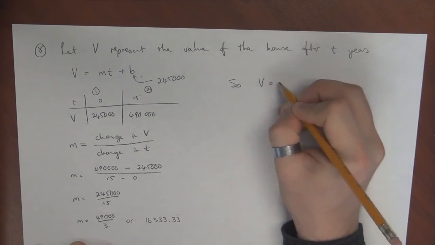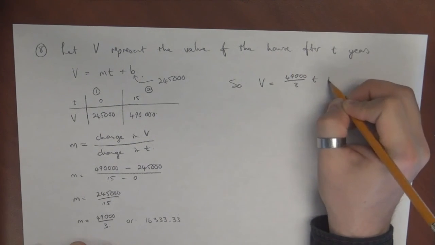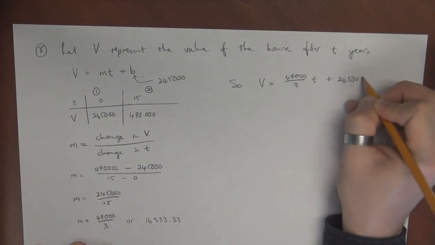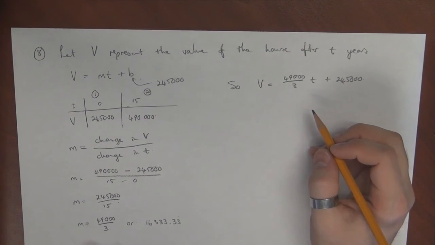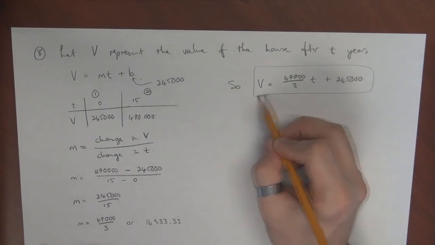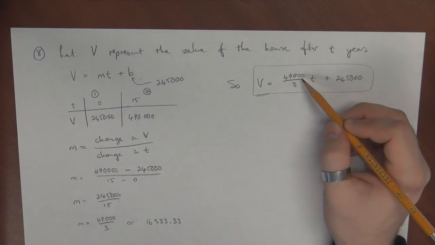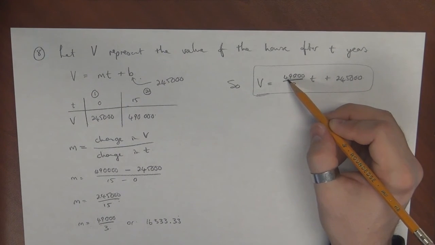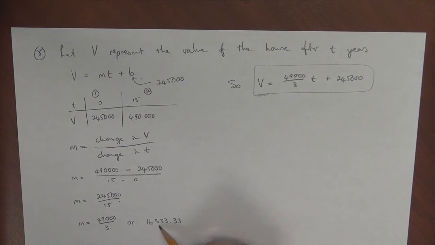So V equals 49,000 over 3 t plus 245,000. Do I interpret the slope? That's not what they're asking for. They just want the equation. There it is. If I wanted to interpret the slope, I can use this one and say that it increases in value by 49,000 every 3 years, or by $16,333 and 33 cents every year.